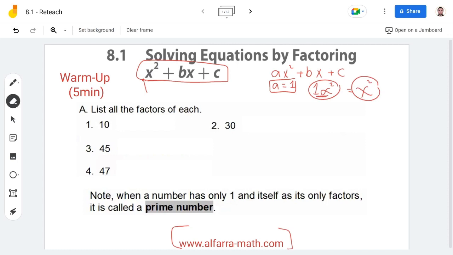Now, before we start, let's do this warm up. I know I always skip the warm up, but this one is very important and we need to cover it. List all the factors of each number here.